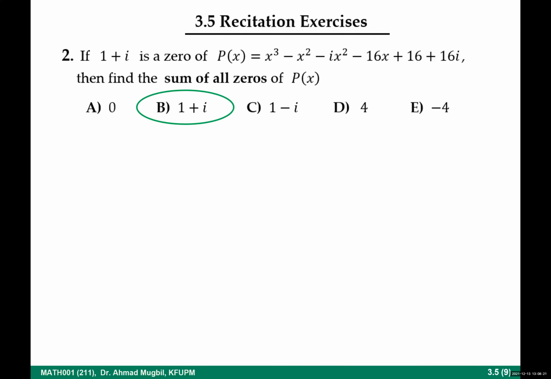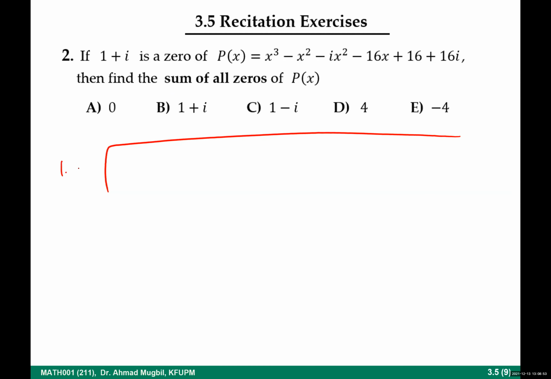How do we obtain this answer? Let's go back and see first the mistakes that I have seen here. He said that 1 plus i is a zero. So this means that if you substitute by 1 plus i, you will get a remainder equal to 0. Most of you divided by 1 plus i, using the synthetic division, Abdulaziz, not the long one.